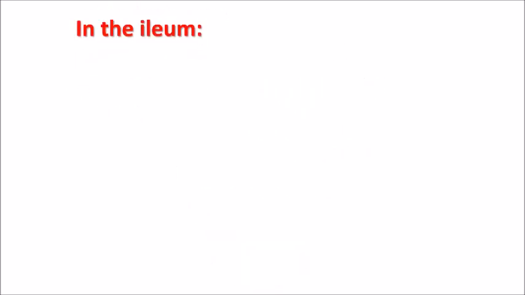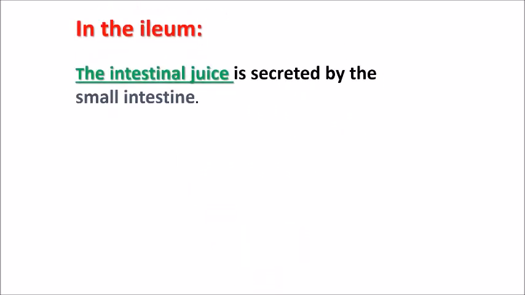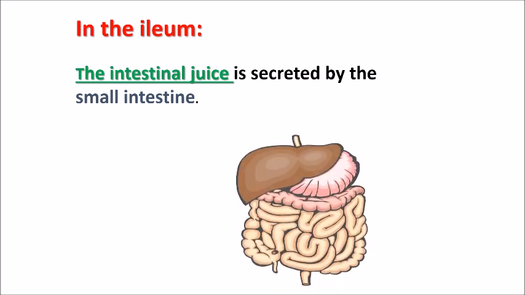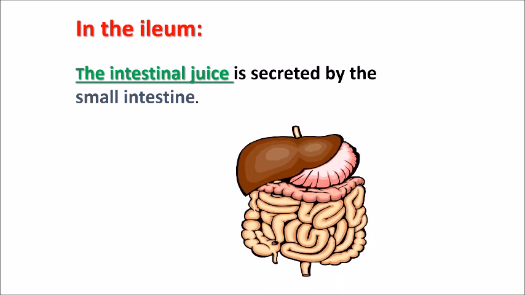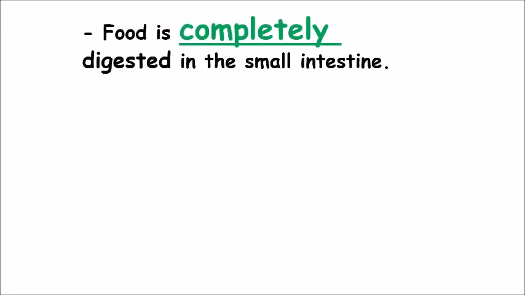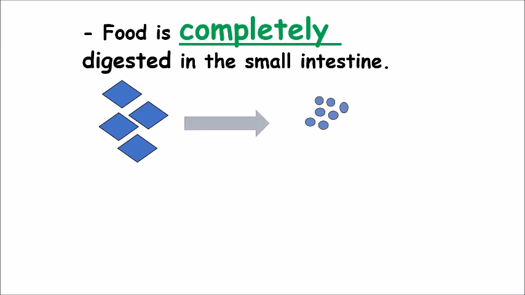The food goes to the ileum part. It's the second part of the small intestine. It will find a juice that's called intestinal juice. It's secreted by the small intestine itself. So the intestinal juice is inside the ileum of the small intestine. Inside the ileum, the food will be completely digested. So the complex form of any type of food now is a simple form. So my body now can get a benefit from the food.